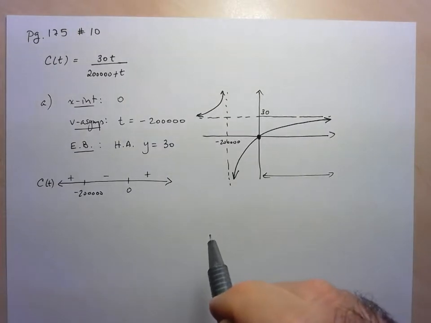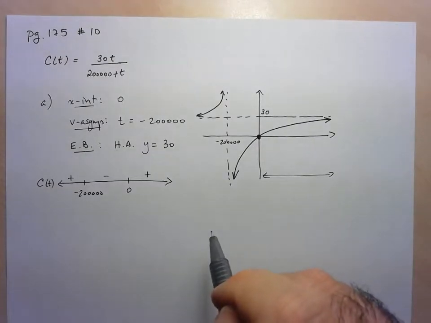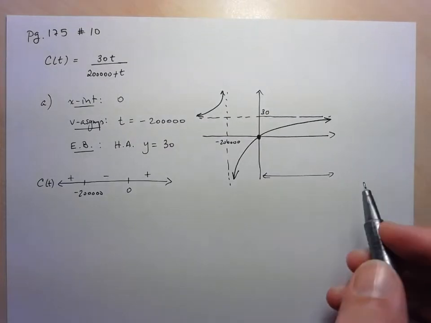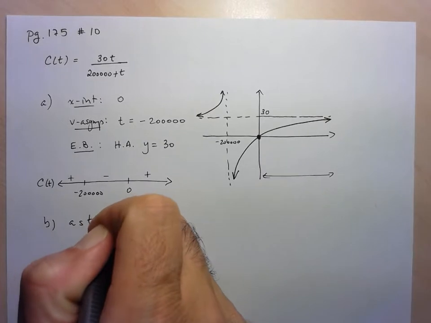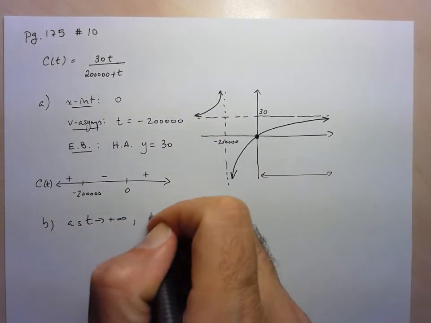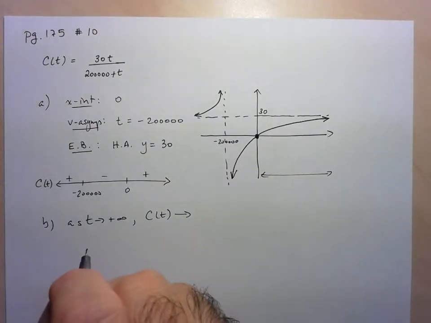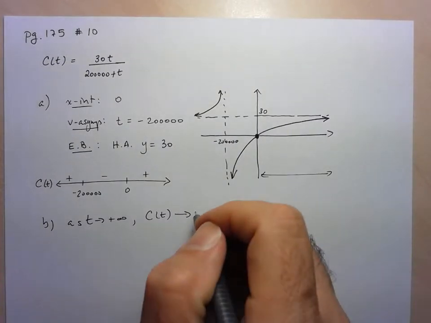Okay, now let's take a look here at what they're asking us in B. They're asking us what happens as T becomes very large. So we can say that as T approaches positive infinity, so as T gets very, very large, the concentration approaches the value of 30 grams per liter.